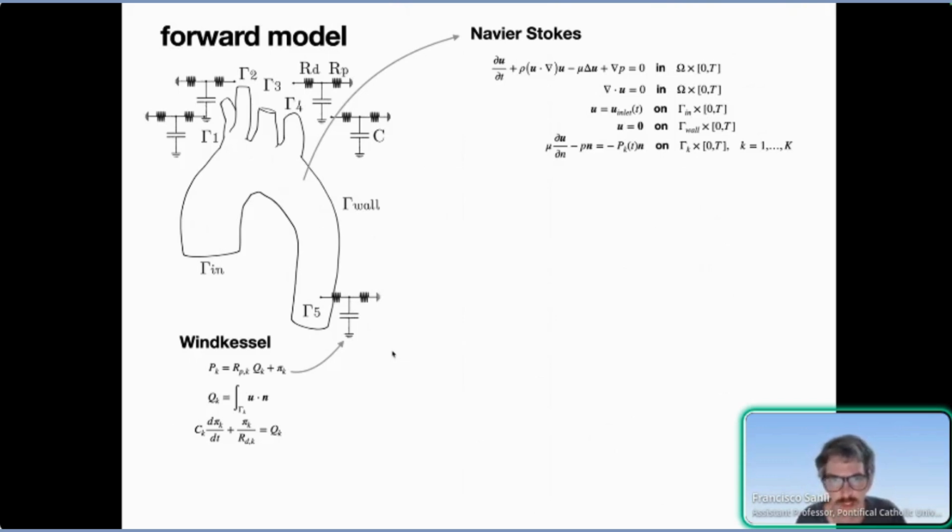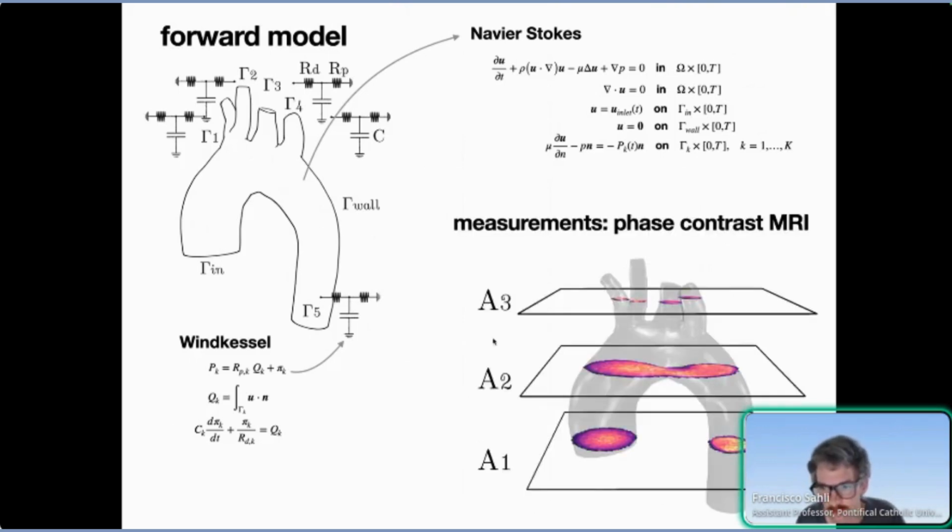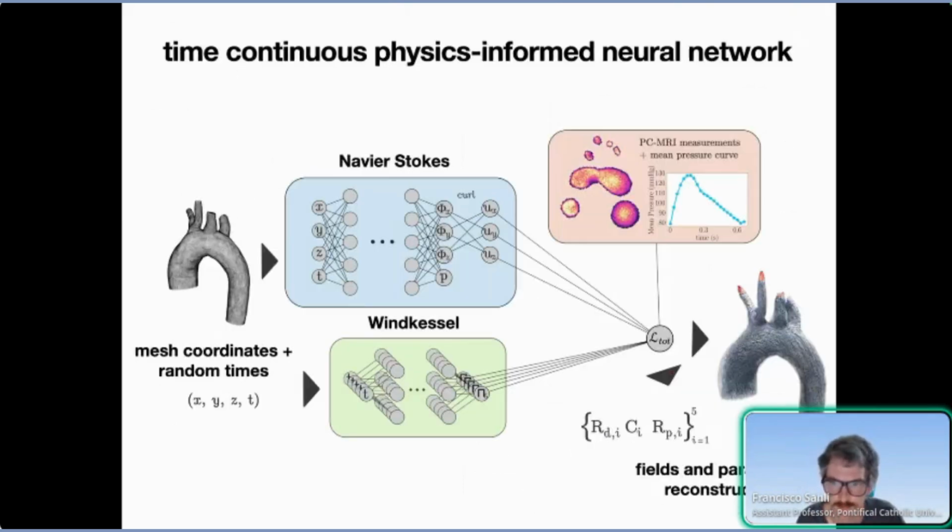So this will be our forward model, and what we can actually measure to tune all these parameters will be some planes of phase contrast MRI, where we can measure directly the velocities of the fluid, of the blood moving. In this case, we will just use 3 different cuts. So again, we have a very similar setup.